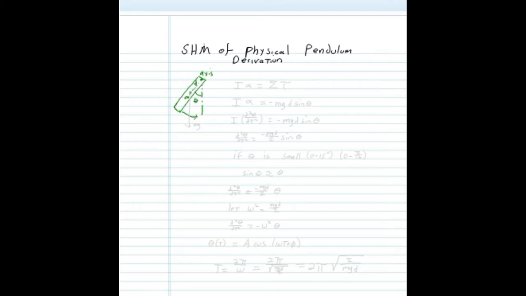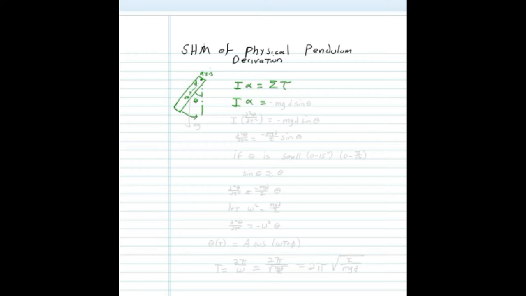Okay, so since it's moving in an angular fashion, we're going to look at this from the perspective of torque. What I'm going to say is that the moment of inertia of this bar times the angular acceleration is equal to the net amount of torque that's acting on it. Now, if we pull that bar back and release it, the only torque that's acting about that axis is gravity. So we could say I times alpha is equal to the torque from gravity.